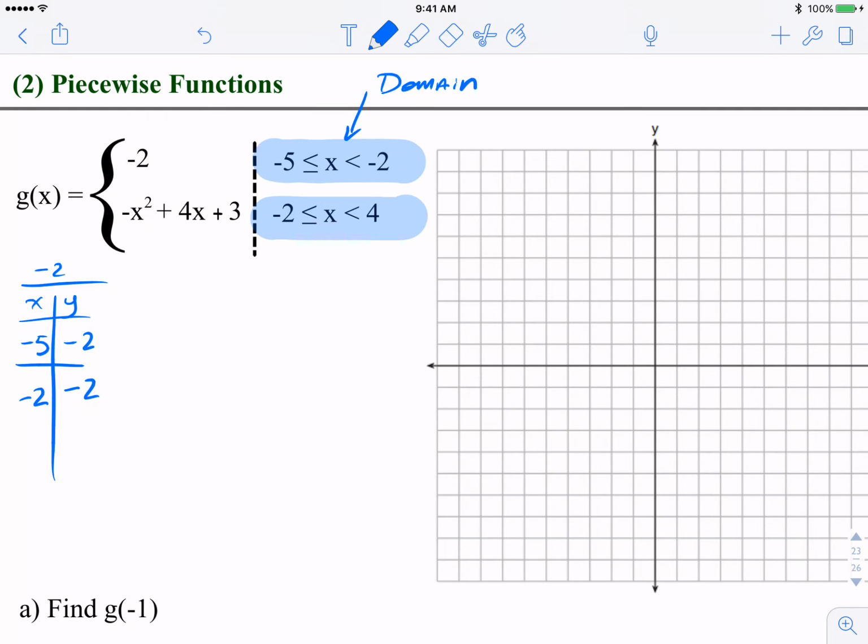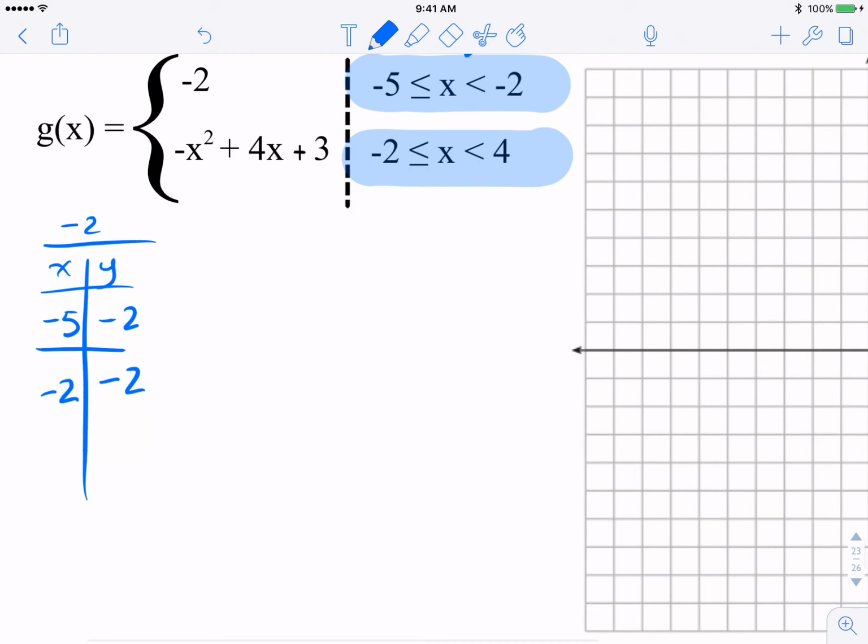The only other thing I have to take into consideration is what type of points should I have here. My graphs are not going to contain arrows on the end here because of the given domain. It's saying to start and to stop at a specific point. Okay, so at -5, I'm going to represent this point with a closed or filled in circle. And at -2, I'm going to represent that with an open circle.